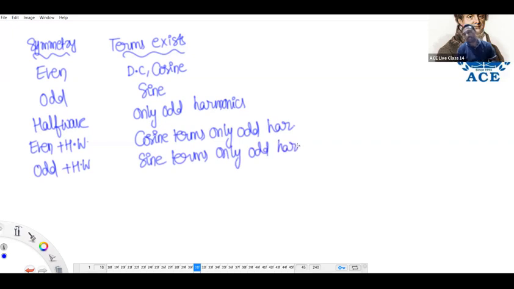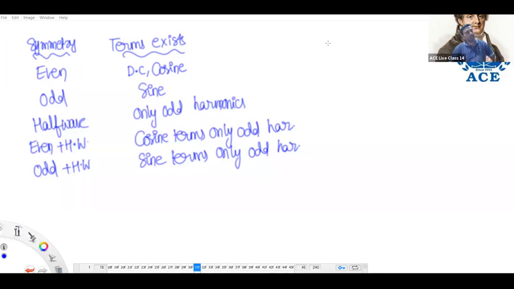In all cases, you may have a chance of getting extra DC also, even for an odd periodic function. When can it have extra DC? If positive and negative amplitudes are not the same, 100% DC exists. Whenever the positive and negative amplitudes are not same for any periodic function, DC exists.